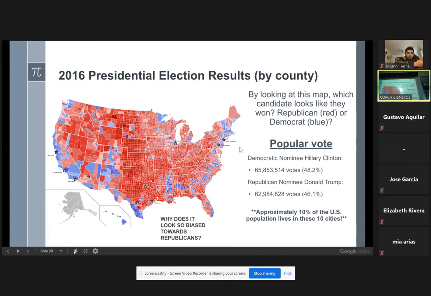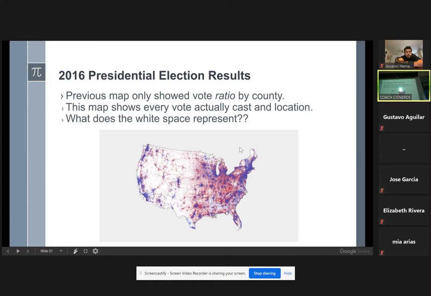If you wanted to make it look a little bit more like what it should look like, now we have a map like this where the concentration is shown of how blue or how red each of those areas voted. What do you think the white space represents in this map?